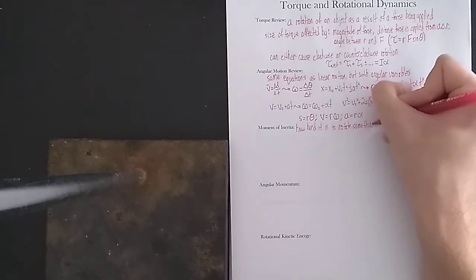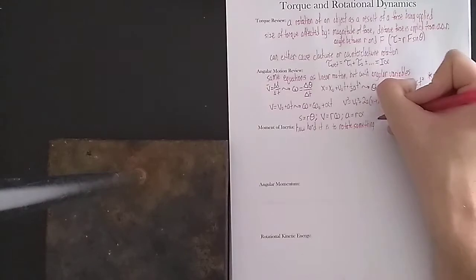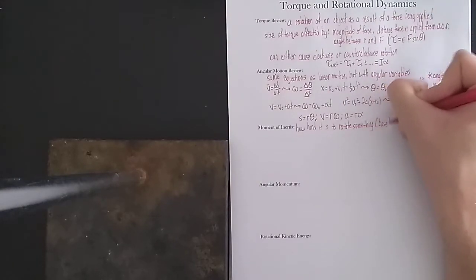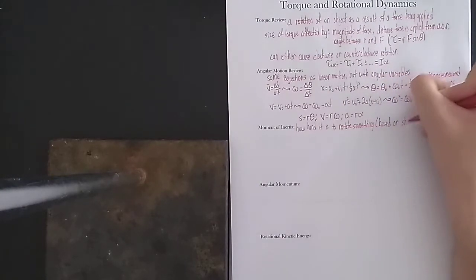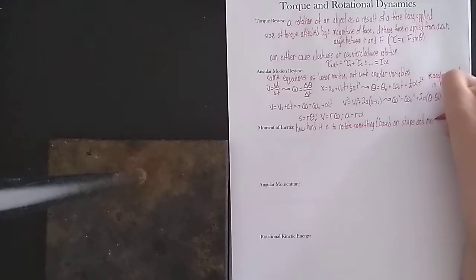Okay, just like mass, it's analogous to mass. Mass is how hard it is to get something to accelerate, to linearly accelerate. I guess you could think of moment of inertia as being how hard it is to get something to have an angular acceleration, which is essentially how hard it is to get something to rotate. And this is based on the shape of the object and the mass of the object.